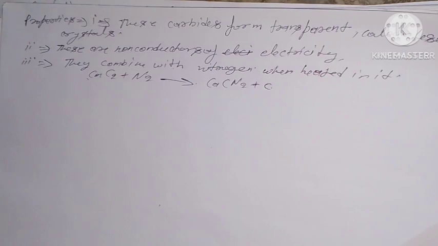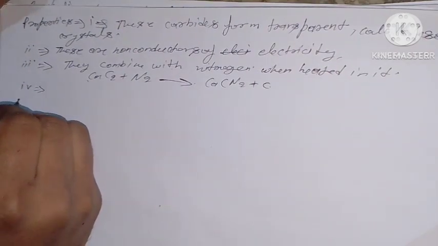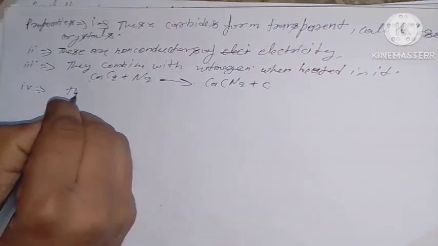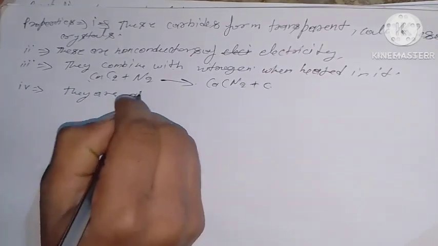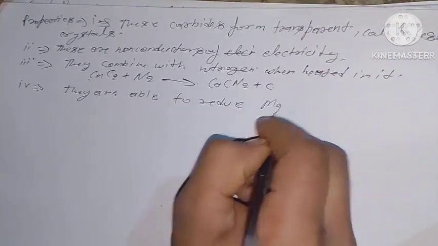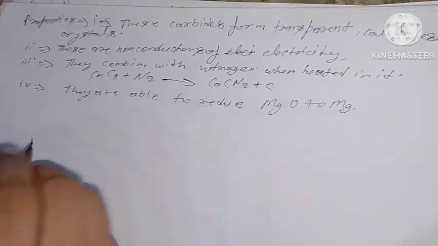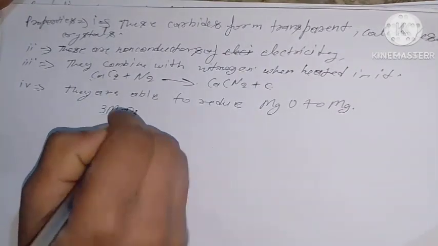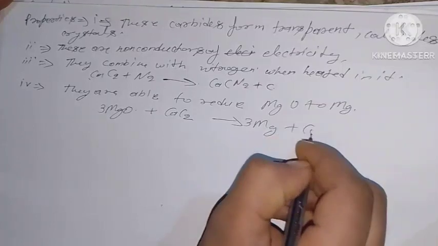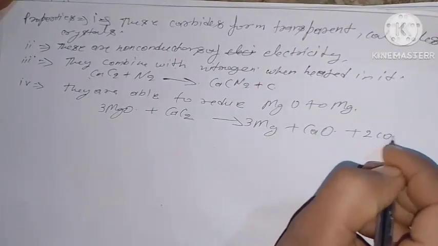Okay, next. Fourth point, they are able to reduce magnesium oxide to magnesium. For example, 3 MgO plus calcium carbide CaC2 makes 3 Mg plus calcium oxide CaO plus 2 CO, carbon monoxide.